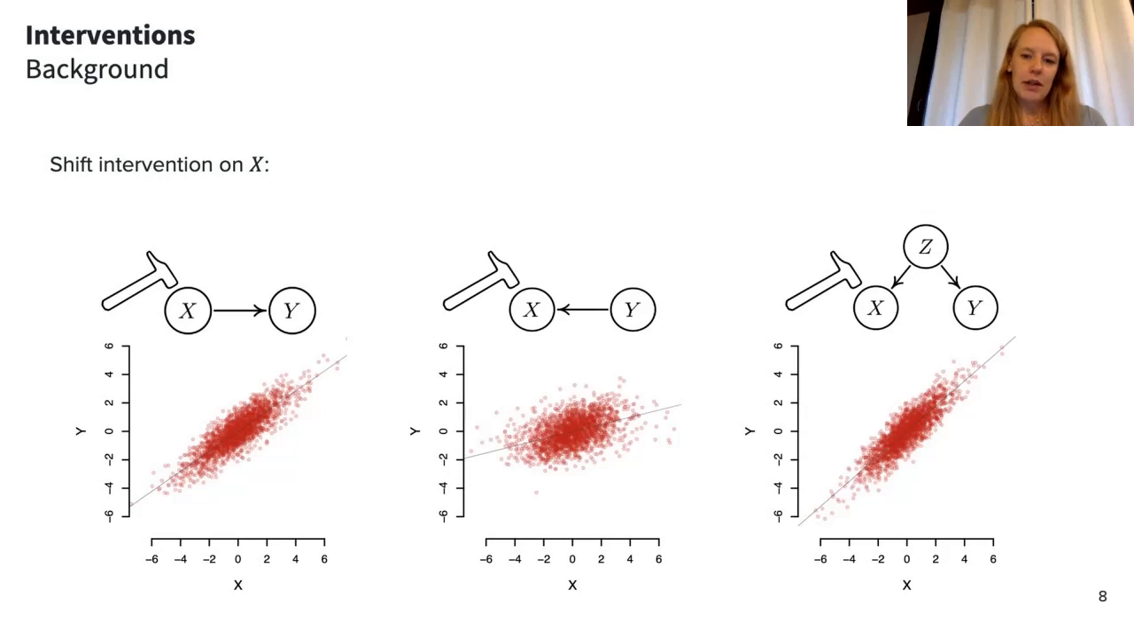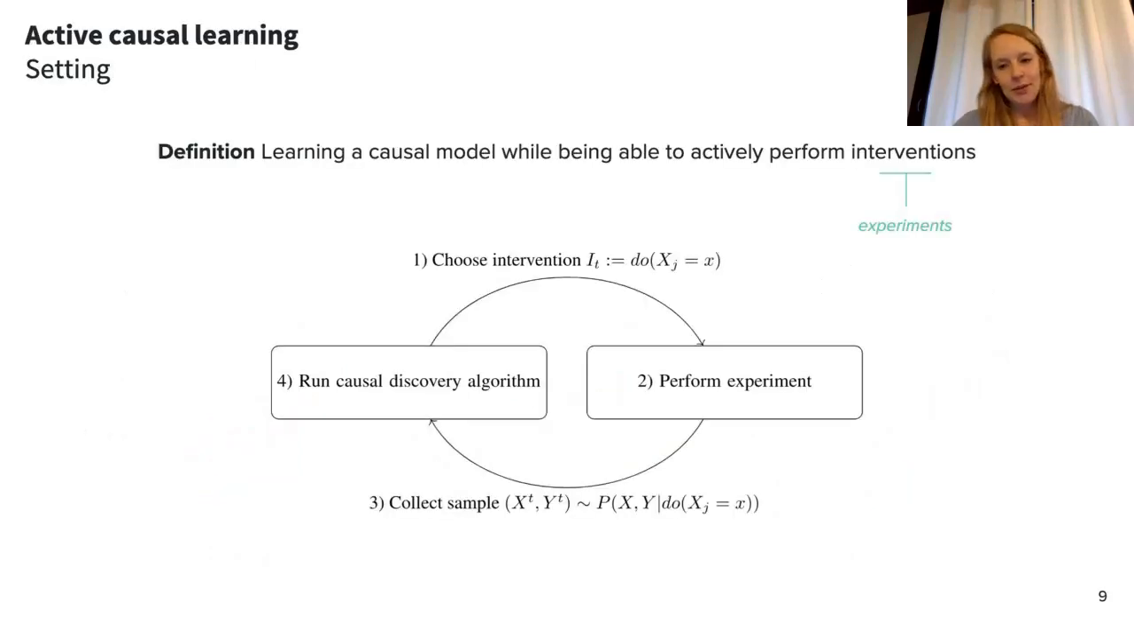So now we can understand this problem setting a bit better. We speak of active causal learning when we want to learn a causal model of interest. So say either estimate the whole underlying causal graph or just parts of it, but while being able to actively perform interventions or experiments. So we look at an iterative procedure that is illustrated here at the bottom. At the first step, we would choose an intervention. So we would pick one of the variables and manipulate it through either a shift intervention or a do intervention.